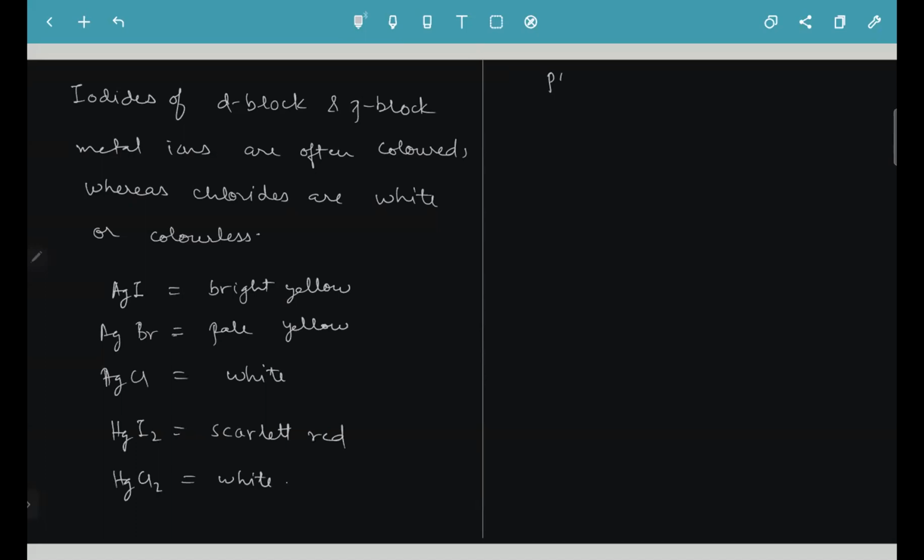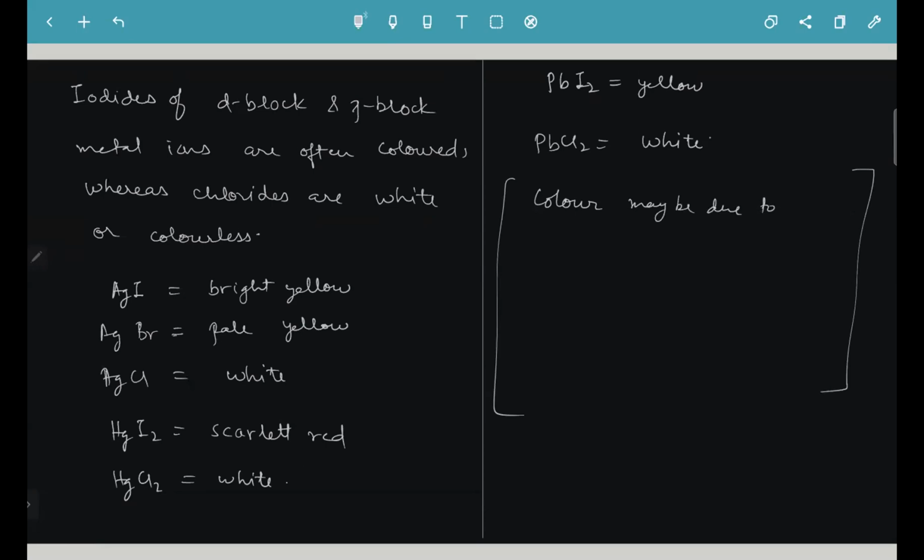Iodides are almost invariably colored. Lead iodide is also yellow in color. Lead chloride is white. आ रहा समझ में? So color in all these compounds is due to polarization. An important point to note here is color may be due to cation only. Color may be due to anion only. Or due to interaction between cation and anion.